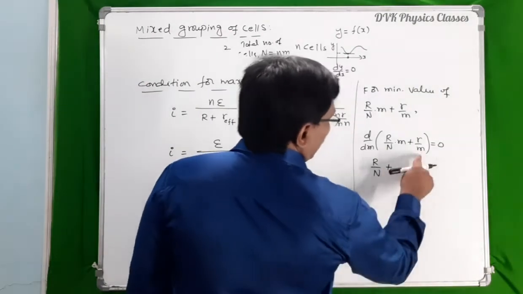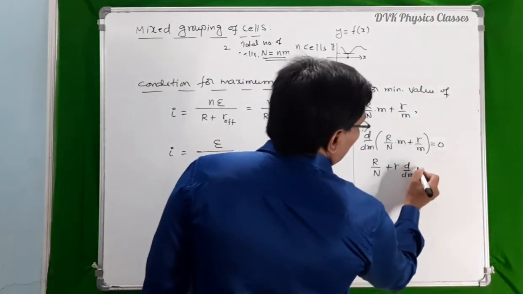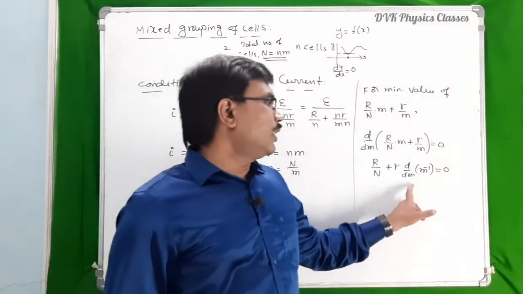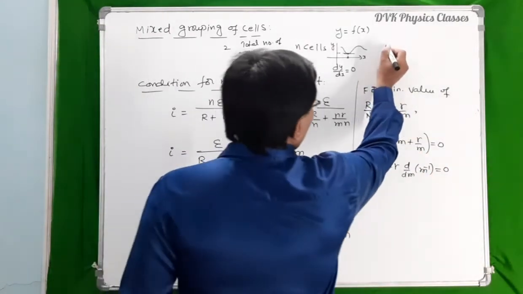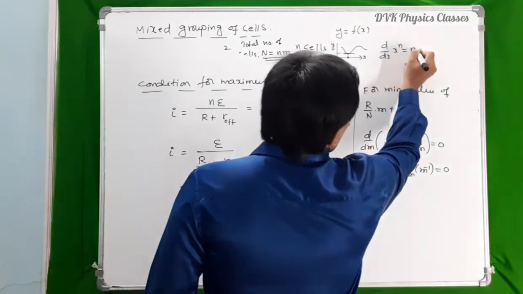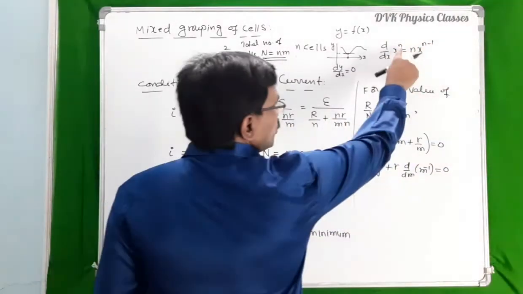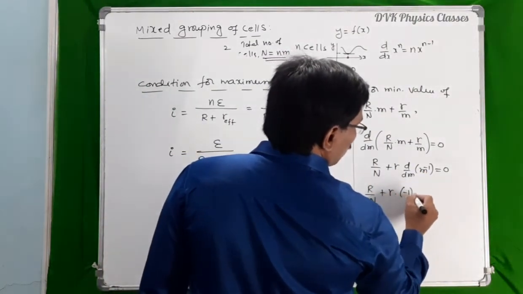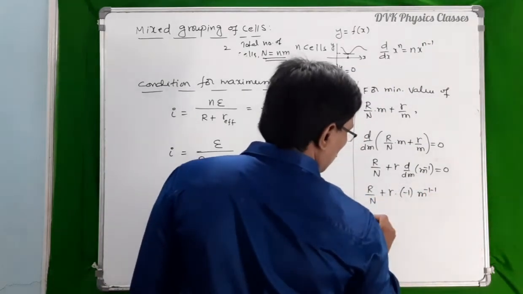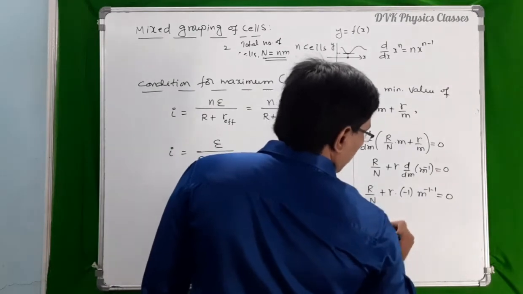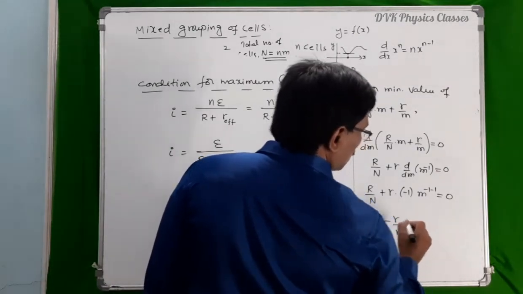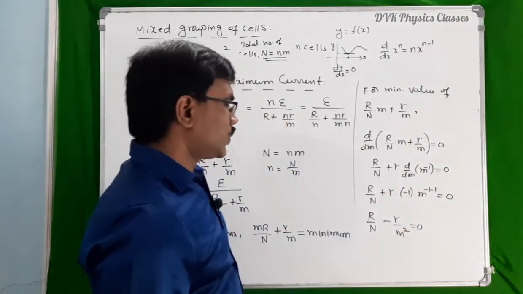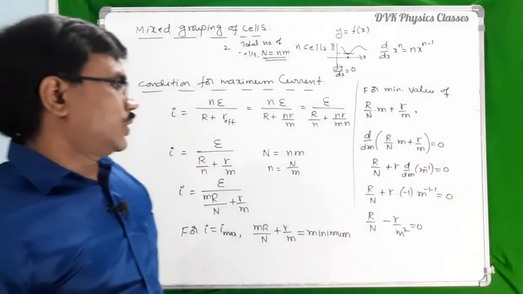Plus, 1 by m can be written as m power minus 1, so the whole thing must be equal to 0. What is the formula? d by dx of x power n equals n into x power n minus 1, where n is the power of the variable. So here it is R by N plus R into minus 1, m power minus 1 minus 1. Therefore it is R by N minus R divided by m square, equal to 0, according to this formula. So this is the condition.